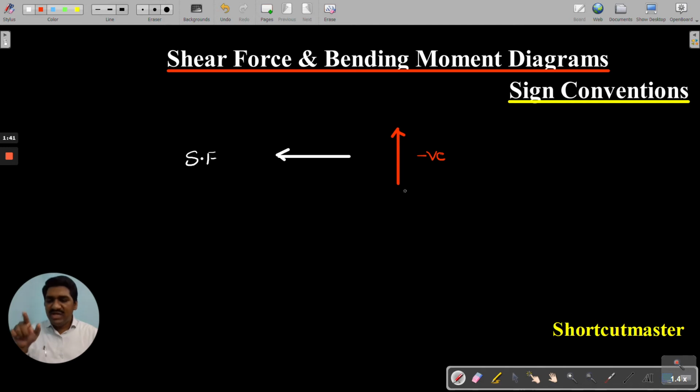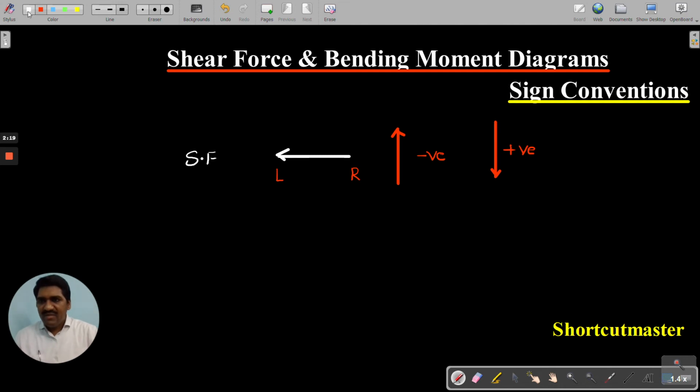I am discussing shear force diagrams for some beams. It can be any type of load: UDL, uniformly varying load, or point load. If the same force is acting downward, then this should definitely be taken as positive. Again, I'm repeating. This is the right side of the beam, and this is the left side of the beam, for example. While moving from right to left, upward is taken as negative and downward is taken as positive.